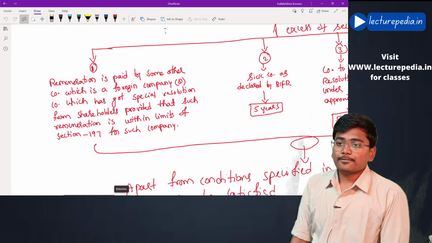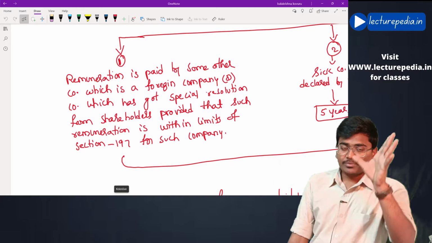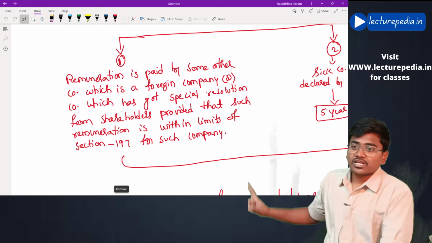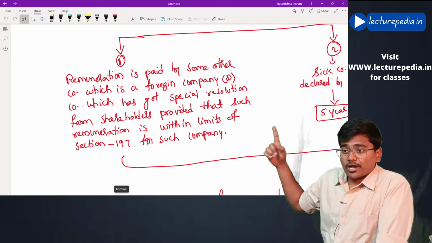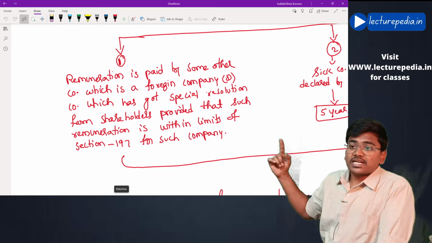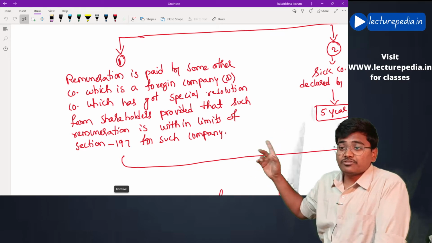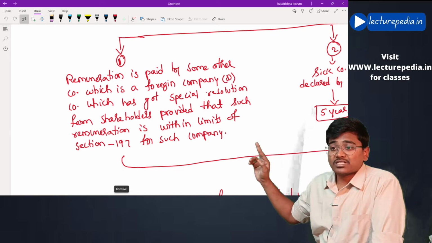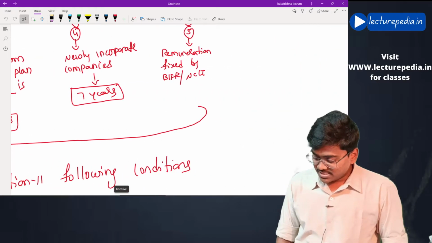Let us see the types of 5 companies that are prescribed. First one, remuneration is paid by some other company which is a foreign company or a company which has got special resolution from shareholders, provided that such remuneration is within the limits of section number 197 for such company. I understood that you haven't understood anything. See this diagram.